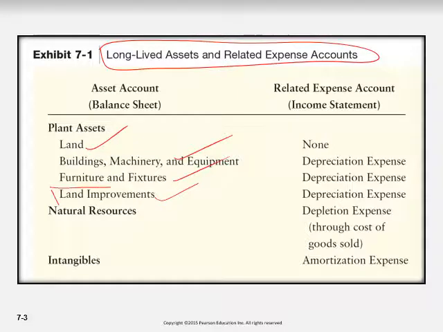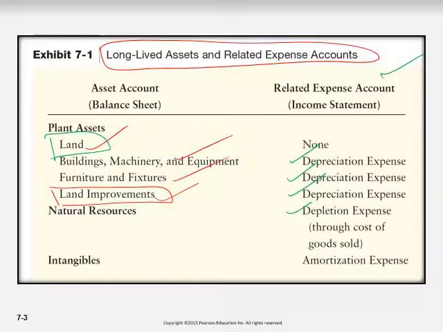Remember, this is not land, this is land improvement. So this is different. For example, you bought a land and you fence it. That improvement is called land improvement, and that is depreciated. The depreciation expense is on a yearly basis, or based on how much you consume it, that becomes your expense and goes to the income statement, right?